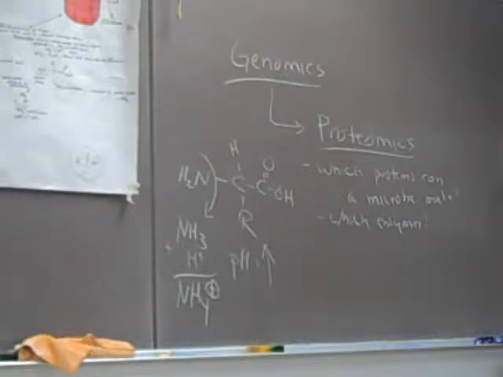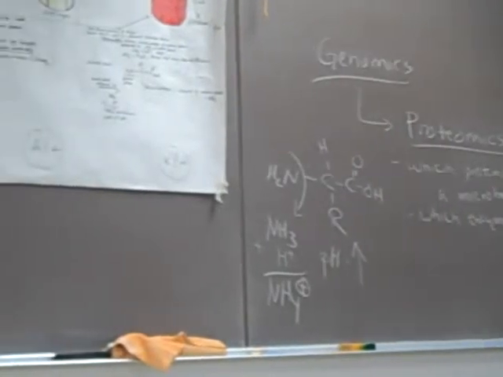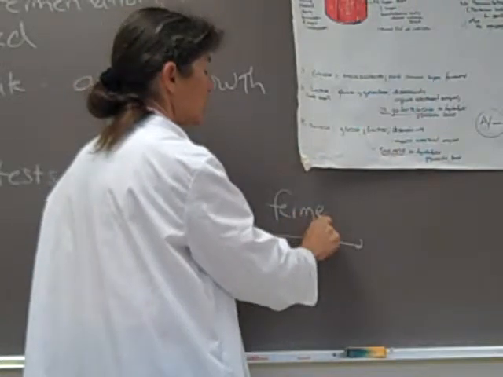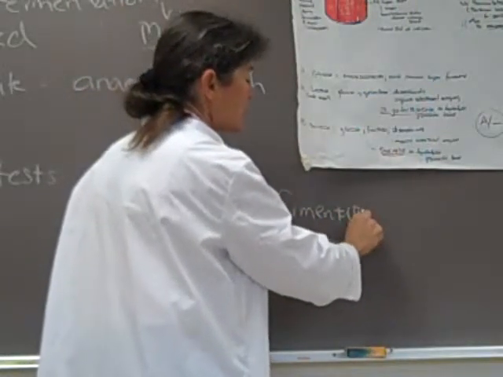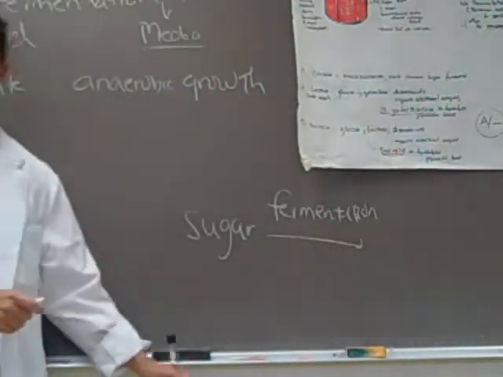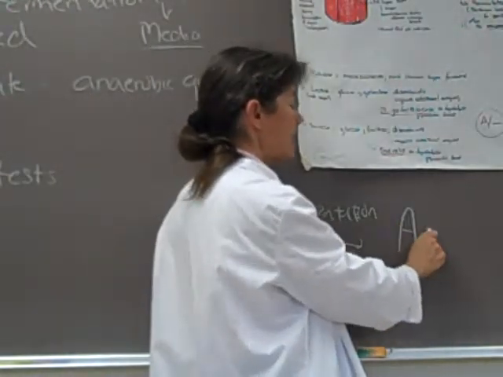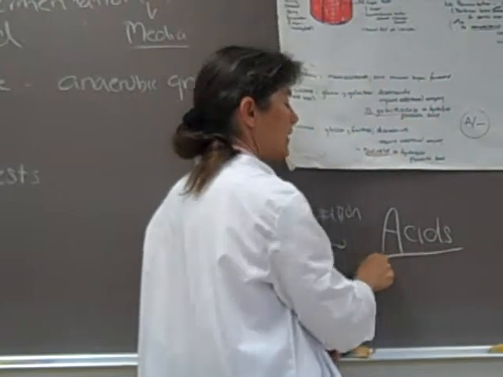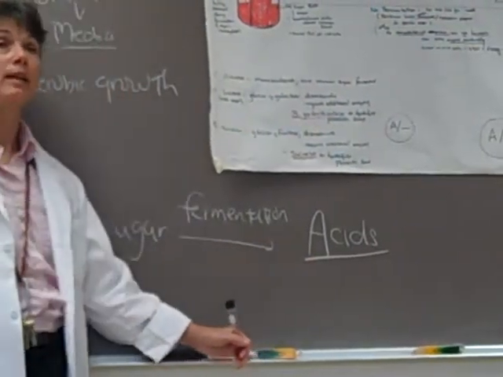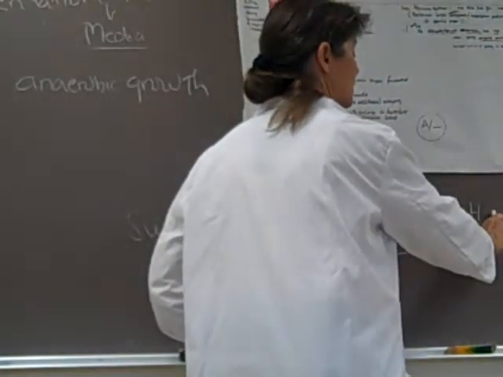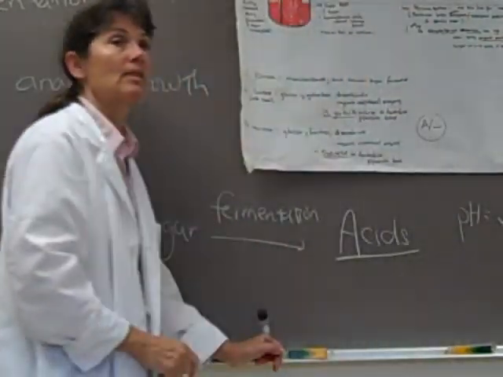As long as we're talking about pH, let's think about what happens if sugars are fermented. Okay, if your organism can ferment the sugar, what is one of the most common fermentation end products? One of the most common fermentation end products are acids. Okay, so if your organism can ferment the sugar that's present, what's going to happen to the pH? Go down. It's going to go down, right?